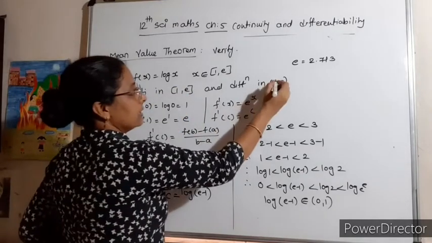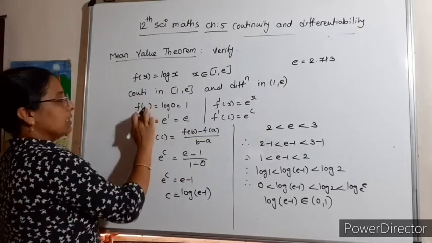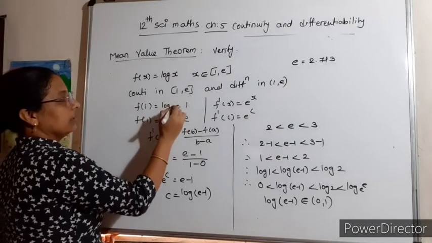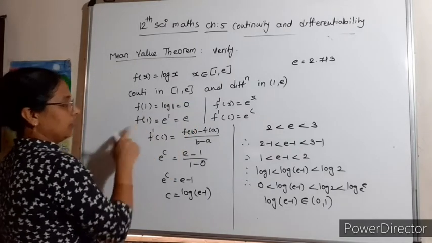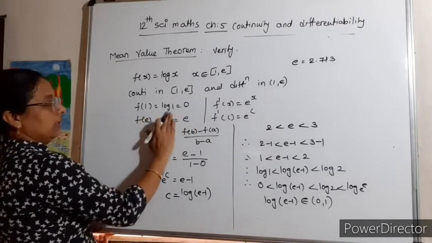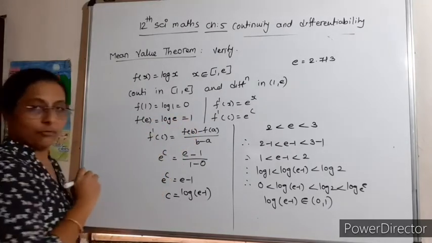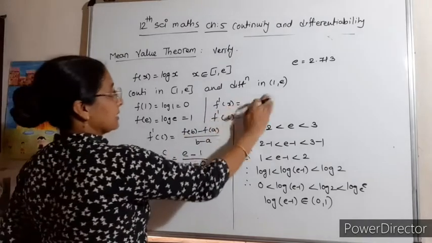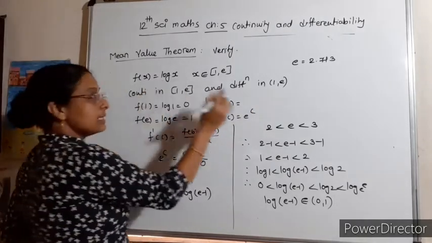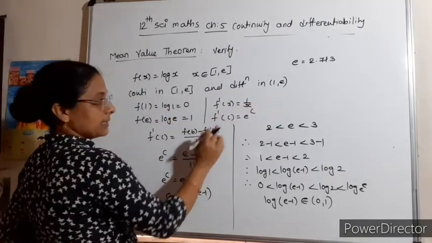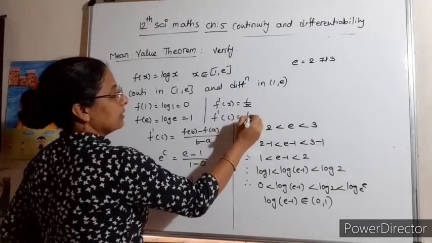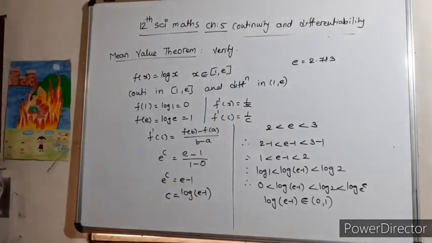Okay, not 0 to e, 1 to e. So it is f of 1, log 1, 0. f of e, what is log e? 1. f dash x, the derivative of log x is 1 upon x. So f dash c is 1 upon c. You understand that? Yes? Okay.